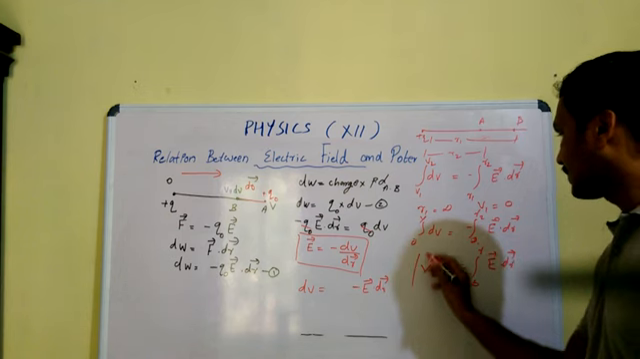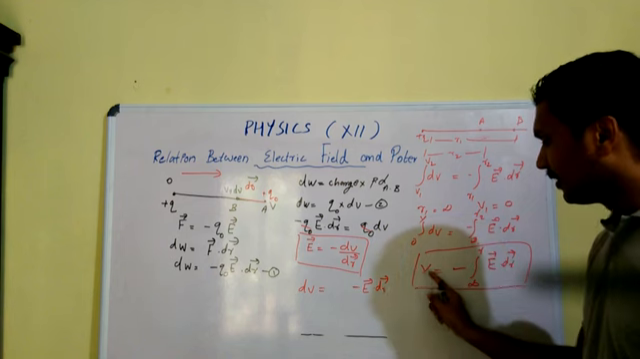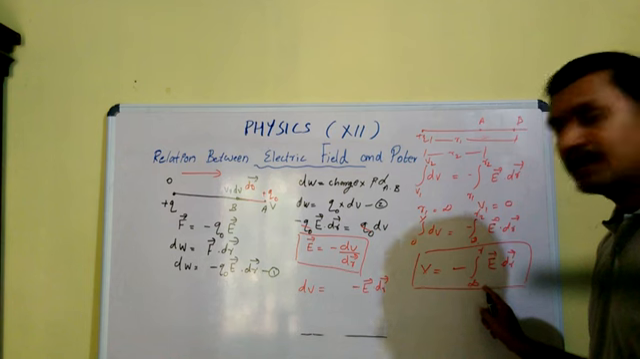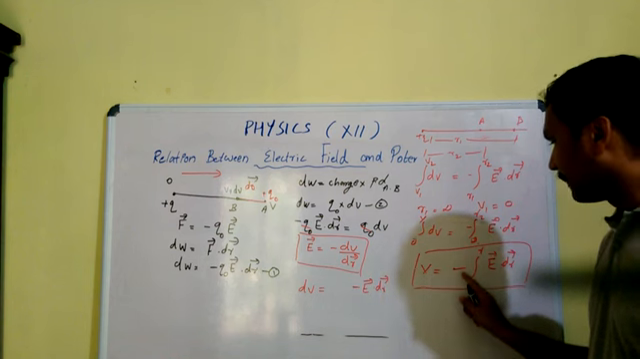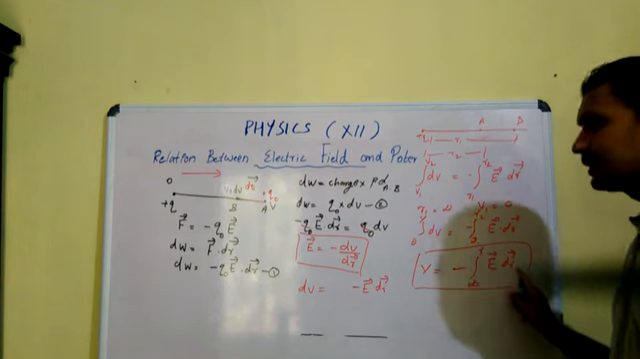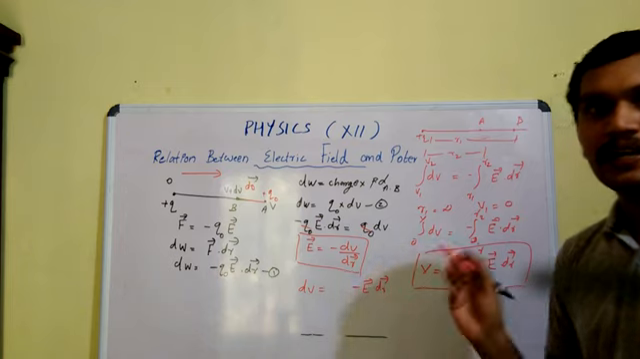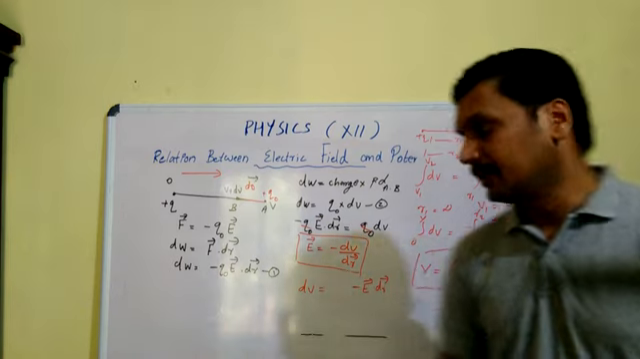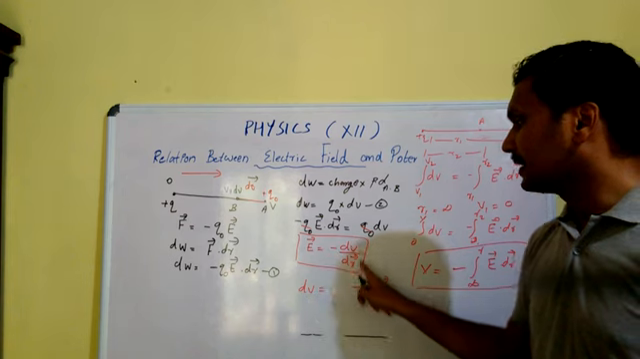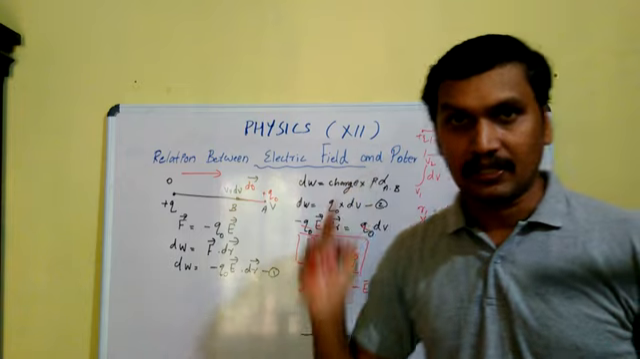This is the potential at a point if the electric field is given. How to calculate potential at a point if the electric field at that point is given? V is equal to minus the integral from infinity to r of E dot dr. And the relation between electric field and electrostatic potential at any point you can write as E is equal to minus dV by dr. Electric field is the negative of potential gradient.